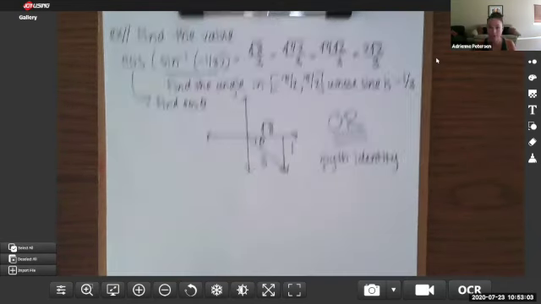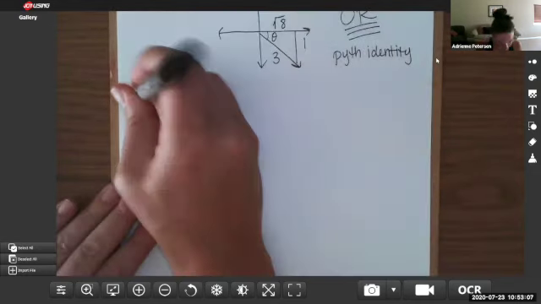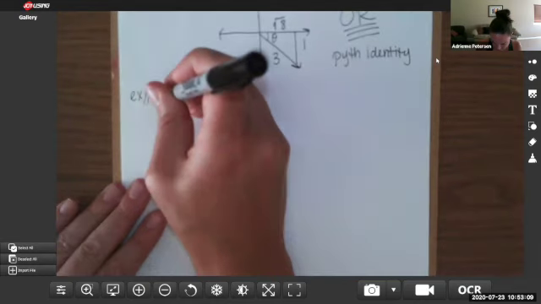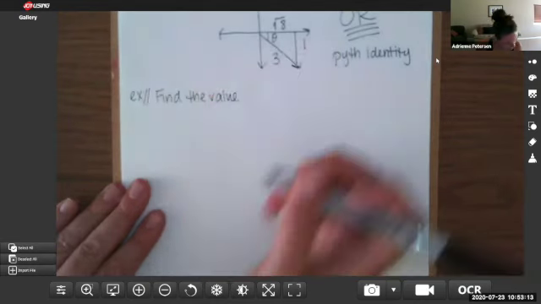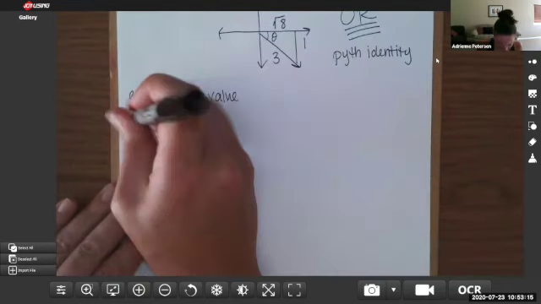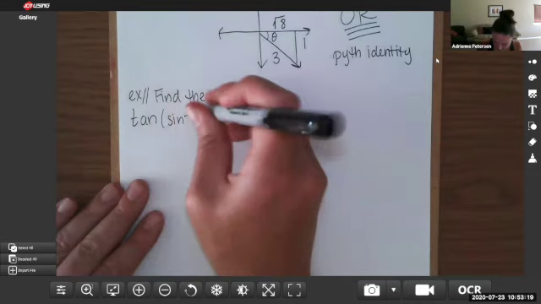Okay, let's do some more. Next one, let's find the value of tangent of inverse sine of 4/5.